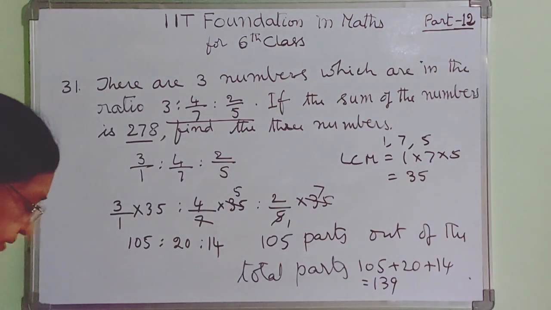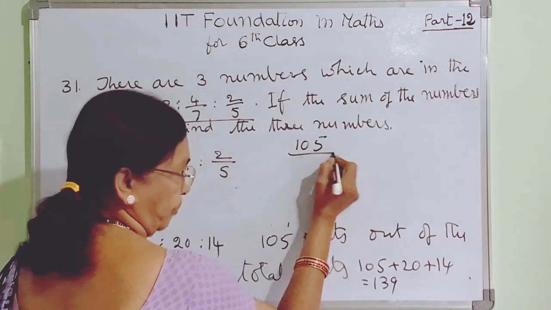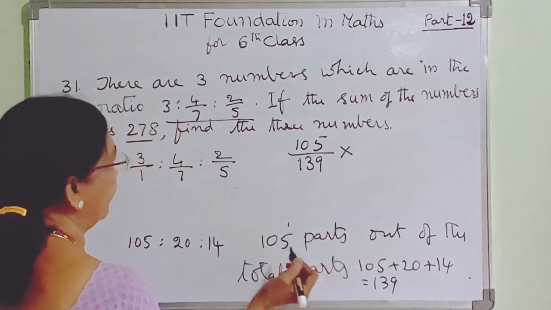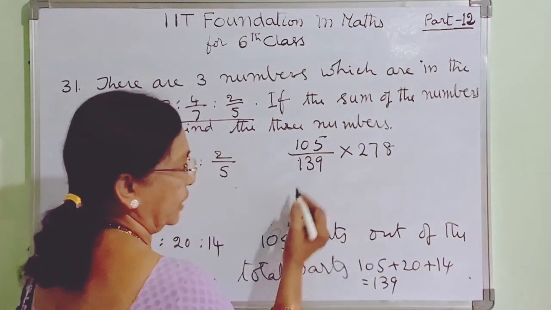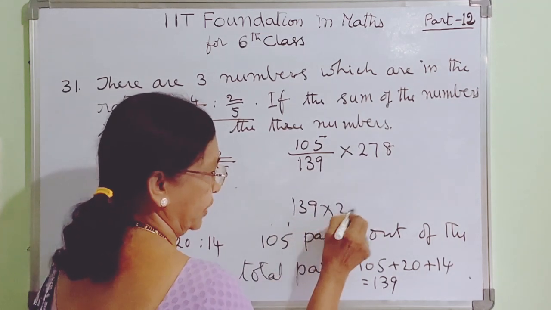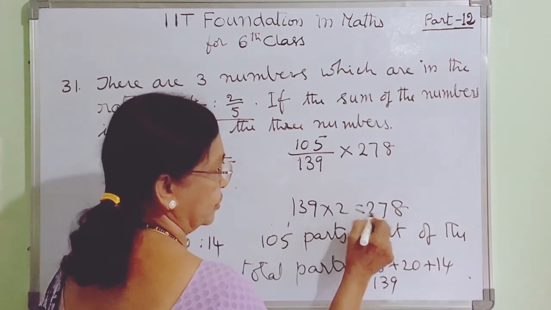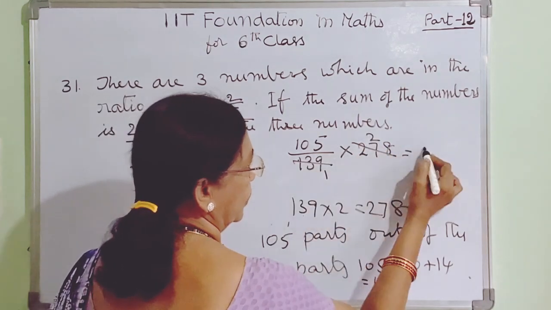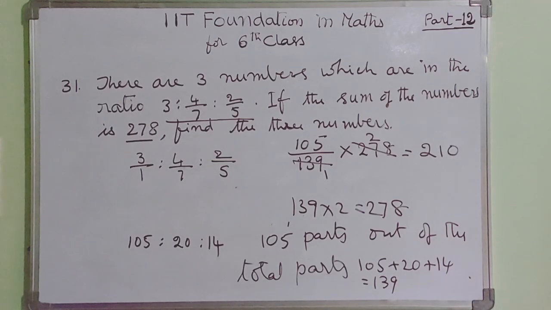So the first number is 105 parts out of 139 parts into the sum of the numbers, 278. Here 139 twos is equal to 278. 139 into 2 is equal to 2 nines 18, 2 threes 6 plus 1 is 7, 2 ones 2. So 139 ones 2s, that is equal to 210. So the first number is 210.